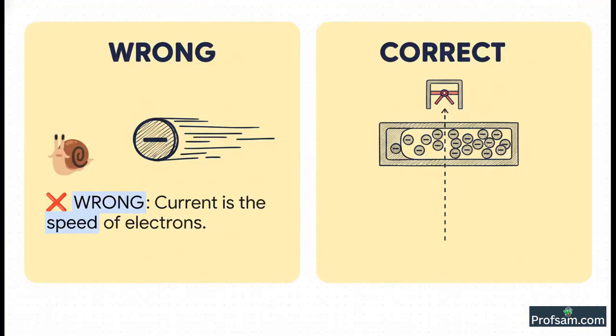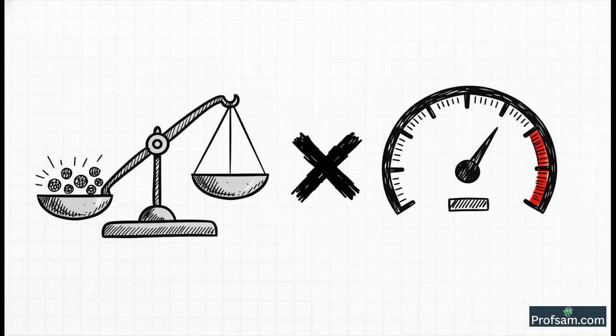This is the #1 biggest mistake. So many students think that current is the speed of electrons. This is completely wrong and you will lose marks for it. As we've learned, current is the rate of flow. It's about how much charge is passing per second. Please burn this into your memory.